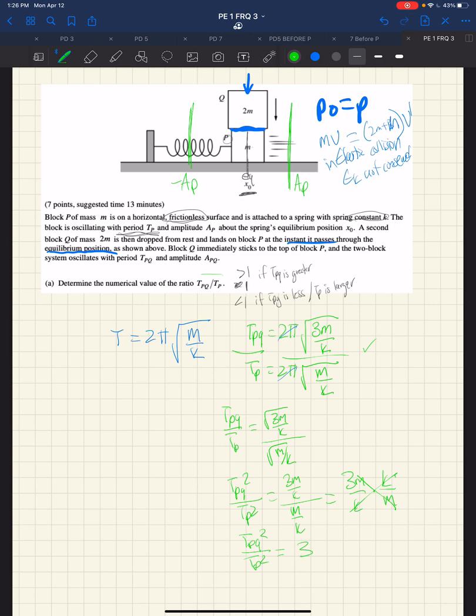Well, we are looking for TPQ to TP, so taking the square root of both sides, TPQ to TP then is the square root of 3. That is the ratio. And since the square root of 3 we recognize is 1.732, about that, 1.732 is greater than 1, so that means the period is larger with PQ than it is for just P. And that is part A.